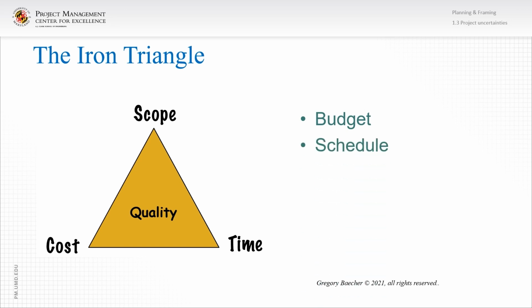The second is project schedule. Are we going to get the project done on time? What work packages are going to take the longest time? What the shortest? Which are the ones on the critical path?